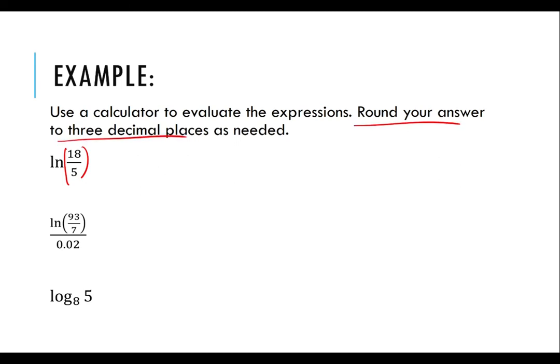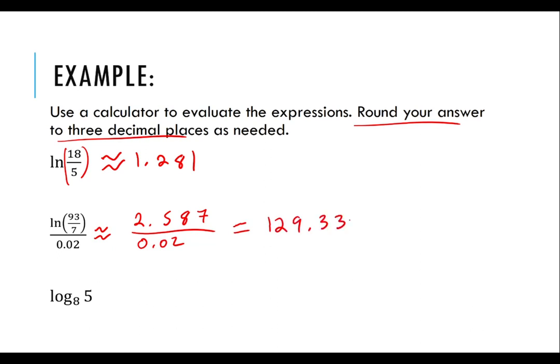And so the ln of 18/5 is approximately 1.281, to 3 decimal places. Similarly, if I'm trying to find ln of 93/7 over 0.02, that's going to be the same thing as 2.587 divided by 0.02, which is then, of course, going to be 129.334. Then log base 8 of 5, this one we're going to have to use a change of base.